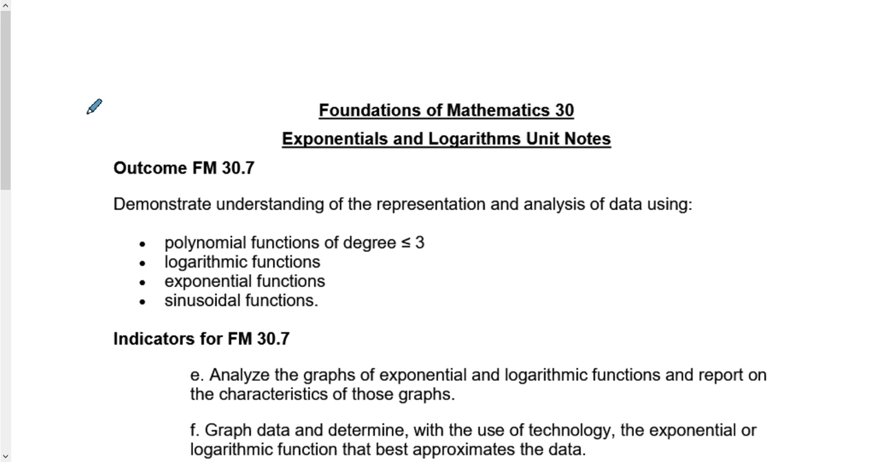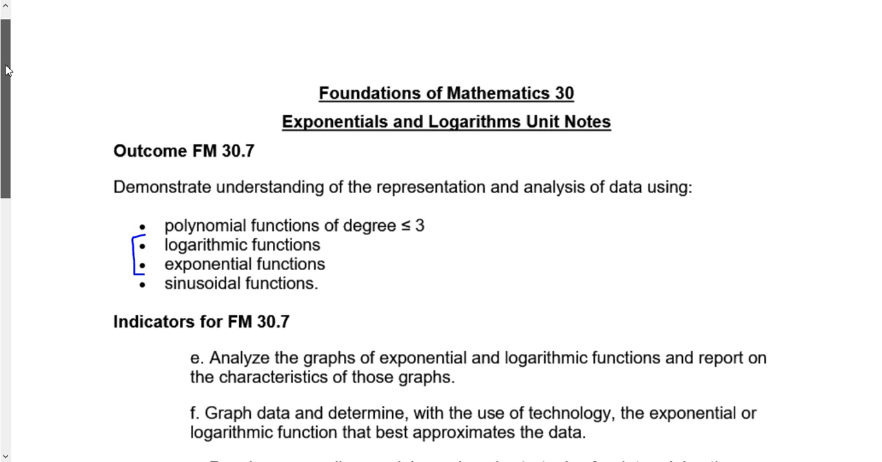Welcome to part 2 of 3, where we talk about this Foundations of Math outcome 30.7. Now in this one, we're going to be talking about logarithms and exponentials. Now of course, I do it opposite. I do exponentials and logarithms. Exponentials are kind of the easier one to understand. Logarithms have some good applications to them as well, but we'll talk about that.